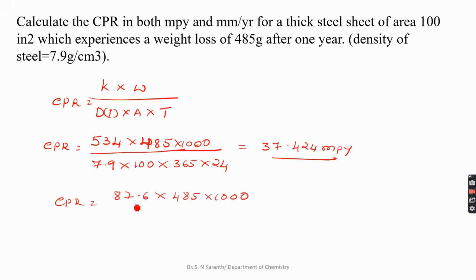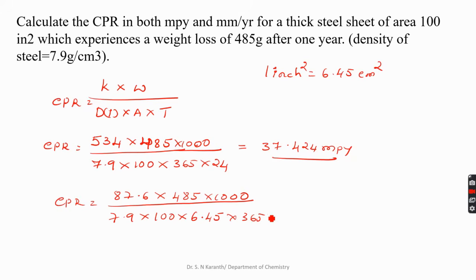485 multiplied by 1000 divided by 7.9 into 100. Here you have to put a conversion factor 6.45, so 1 inch square equals 6.45 centimeter square, into 365 into 24. So I'll get 0.9518 mm. This is the answer that I get. You can calculate in both units, mmpy as well as Mpy.